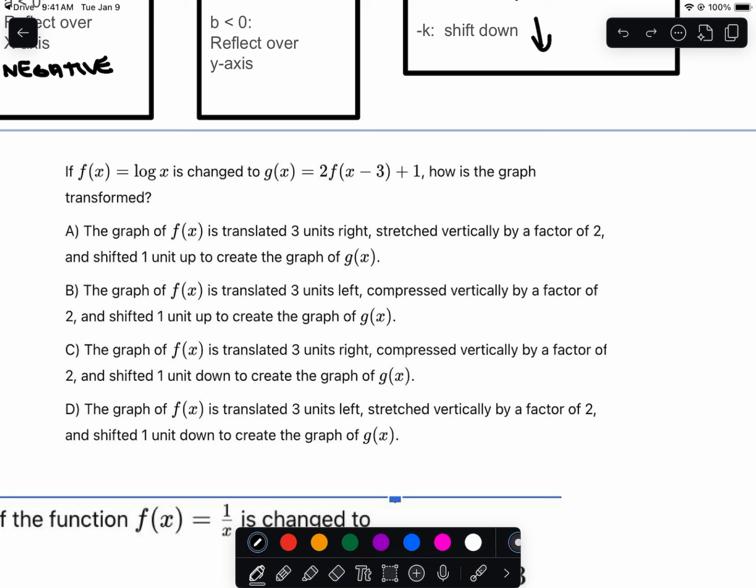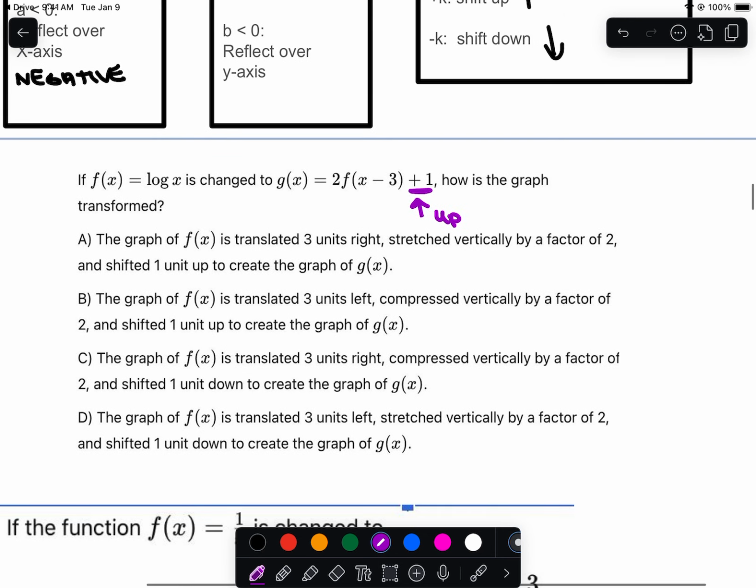The first thing I look for is the k value, and that's on the outside. So I see this plus 1 means it's going to go up. So I'm looking for 1 unit up. This is good for B, it makes me happy. 1 unit down makes me sad. I know C is out. And D also says 1 unit down, so I know that's out.